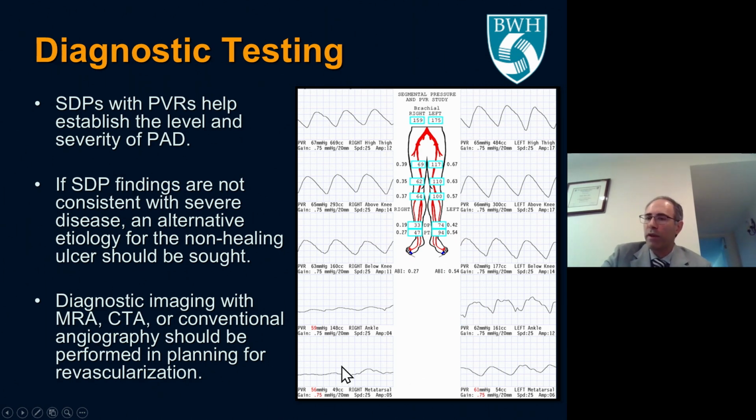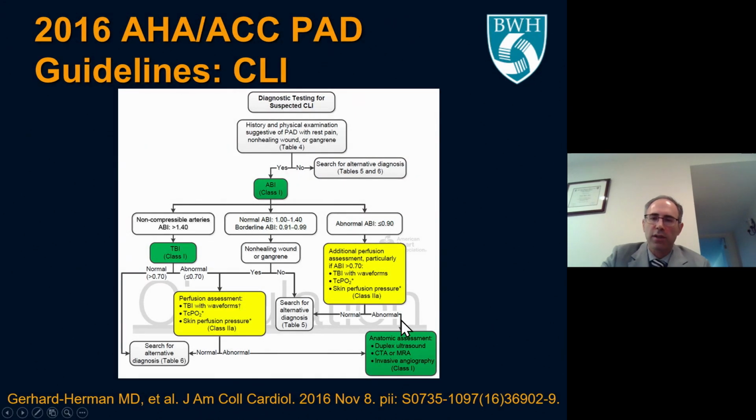If we're thinking about revascularization, this type of a map won't be enough, and we're going to want to do an MRA, a CTA, or a conventional angiogram so that we can give our interventional colleagues or our surgeons a good planning map for revascularization. And here we can see our guidelines. How do we handle this?